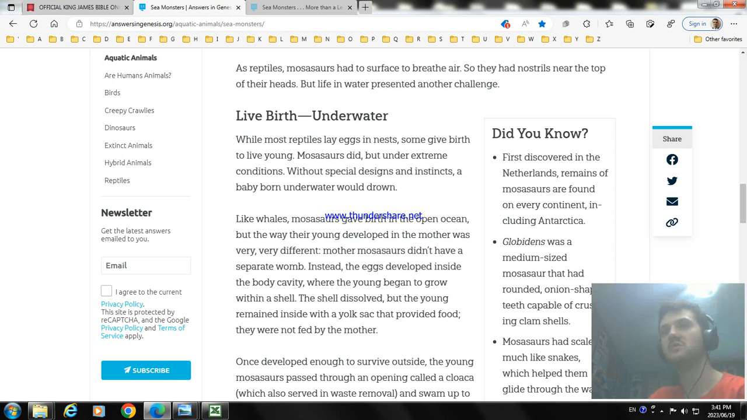Like whales, mosasaurs gave birth in the open ocean, but the way their young developed in the mother was very different. Mosasaurs didn't have a separate womb. Instead, they laid eggs and developed inside the body cavity. When the young began to grow within the shell, the shell was dissolved, but the young remained inside the yolk sac that provided food, and they were not fed by the mother.